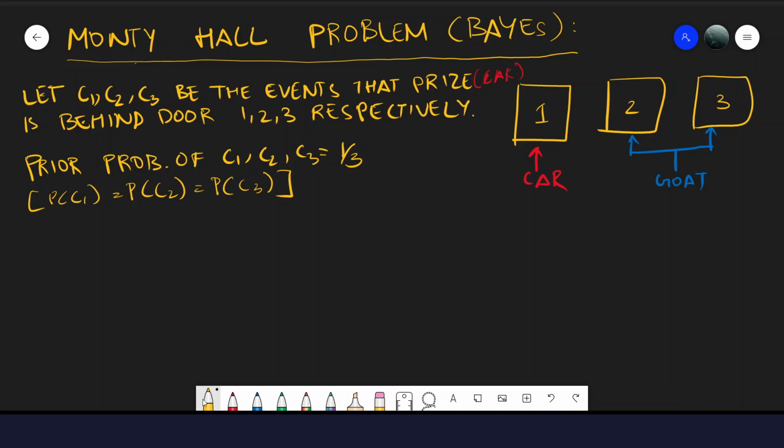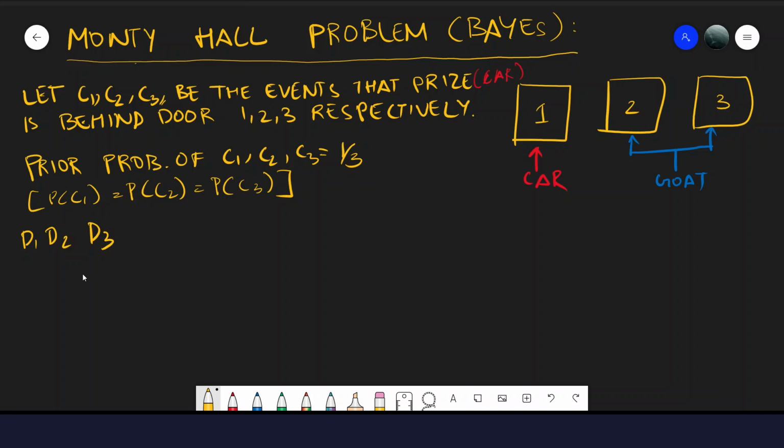Let C1, C2, and C3 be the events that the prize, which is a car, is behind door 1, 2, and 3 respectively. Let D1, D2, and D3 be the events that Monty opens door 1, 2, and 3 respectively. We know that the prior probability of C1, C2, C3 is 1/3, right? The normal probability that the car is behind door 1 or 2 or 3 is 1/3 because it can be behind any one of them.